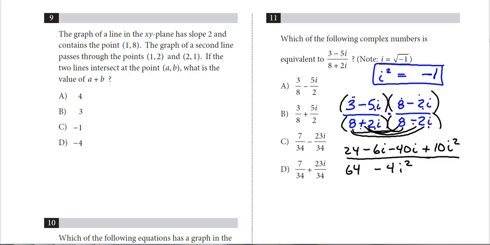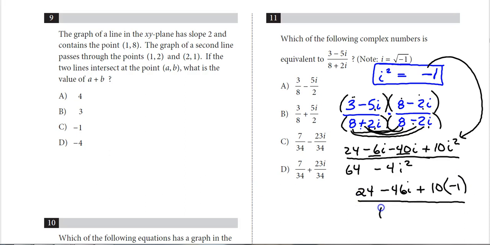So I'm going to clean things up a little bit. Up here on the top, I'm going to gather up these like terms. So I'm going to have 24 minus 46i, and then plus, and instead of writing 10i squared, I now know that i squared is just negative 1. So I'm going to substitute that in there and eliminate that i squared part. And on the bottom, I'm going to have 64, take away 4, and instead of writing i squared, I'm going to put negative 1 in again.